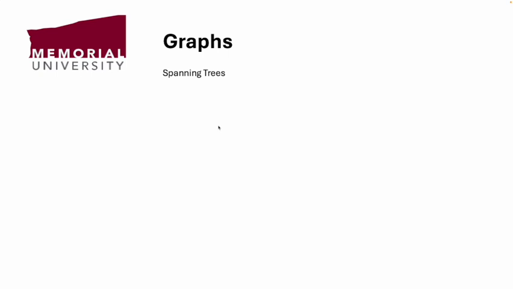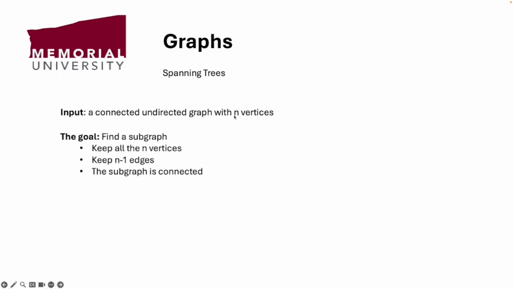Okay, spanning tree, right? Spanning tree. What is a spanning tree? So it's a connected undirected graph with n vertices. Okay, if there's a graph, they are connected, and undirected, it is a connected undirected graph with n vertices.